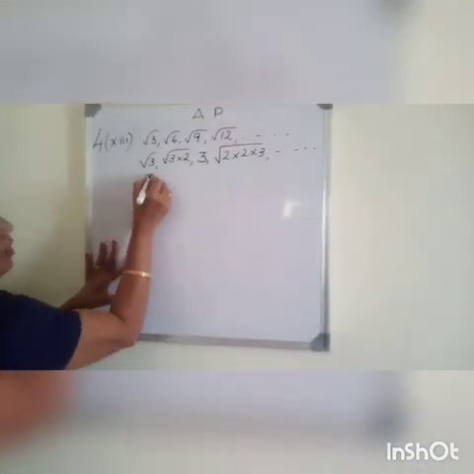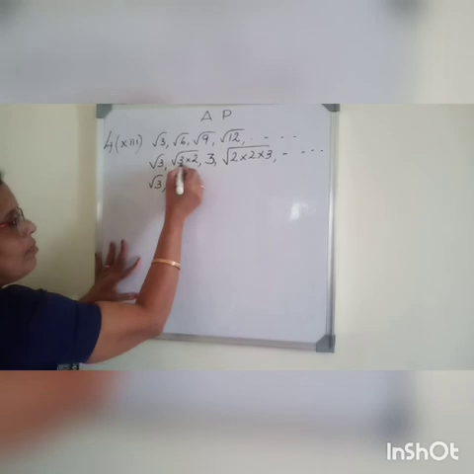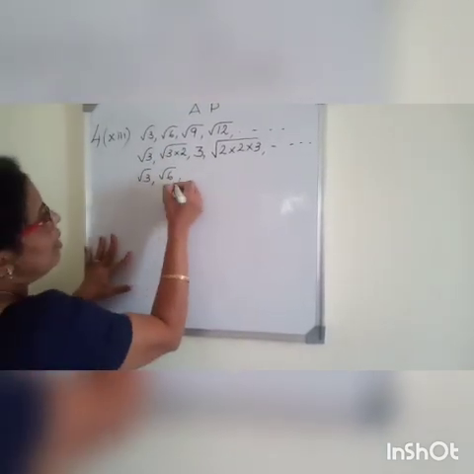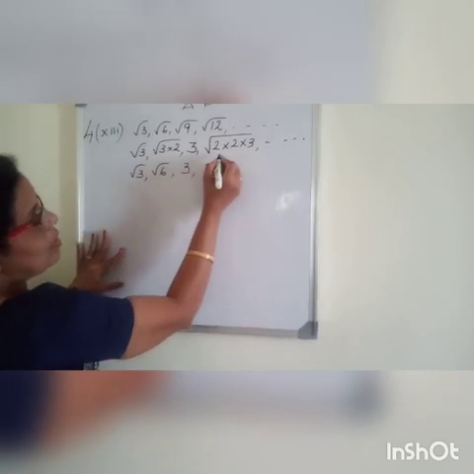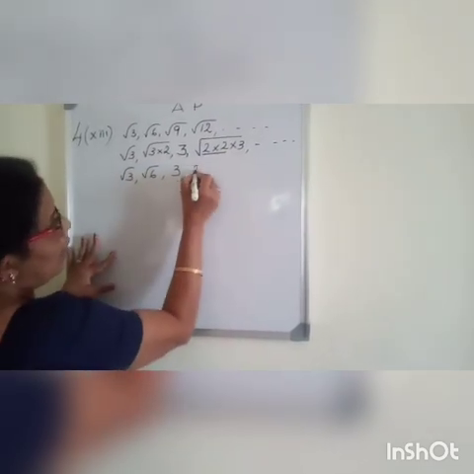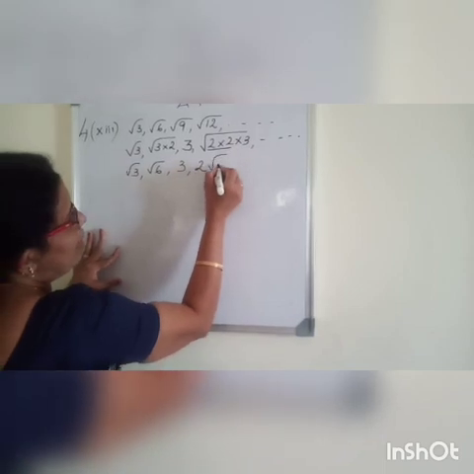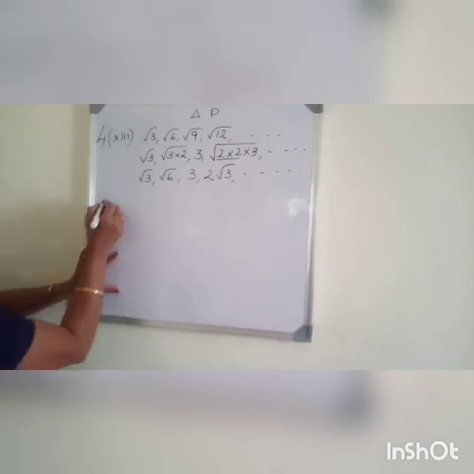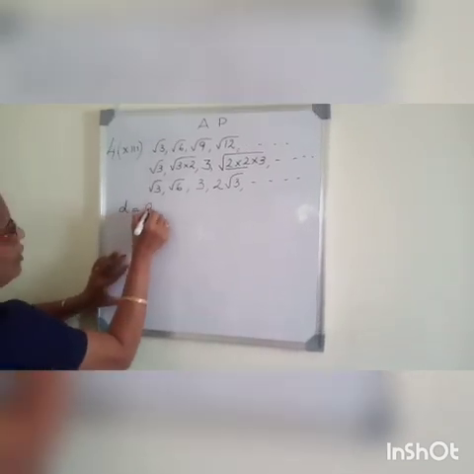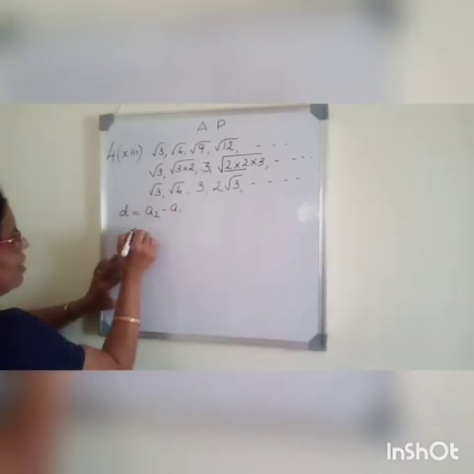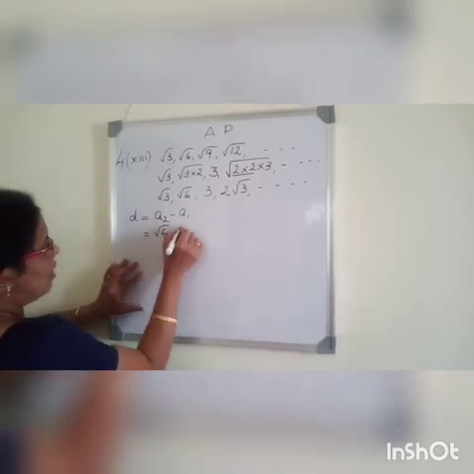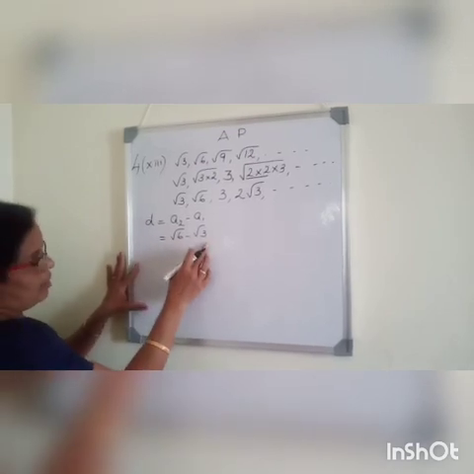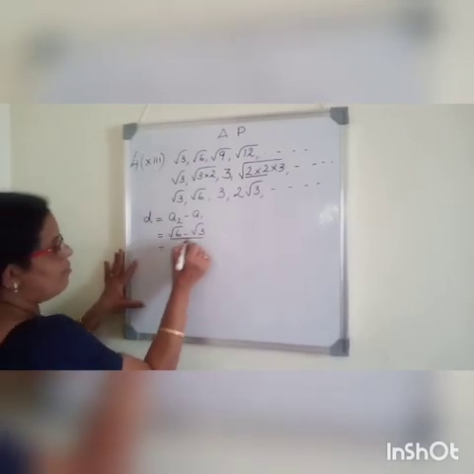So here the first term is root 3. The second term as it is, root 6, because we cannot take any number outside the root. The third term is 3 and the fourth term is, from two similar numbers, one number out and the single number will be under root. So these are the terms. So now we will find out D. D is equal to A2 minus A1. That is root 6 minus root 3. As I told you, we cannot subtract two irrational numbers. So as it is, we will leave it.